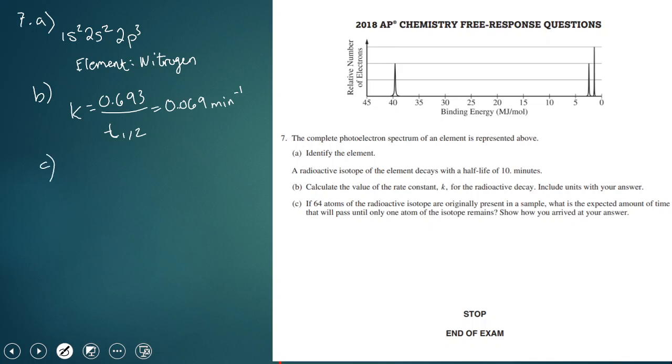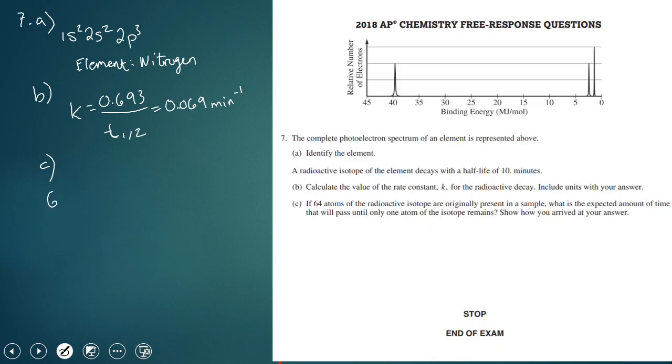And then part C, if 64 atoms of the radioactive isotope are originally present in a sample, what is the expected amount of time that will pass until only one atom of the isotope remains? Okay, so I'll show you again both ways that you can go about this. The first way is to count the number of half-lives that occur.